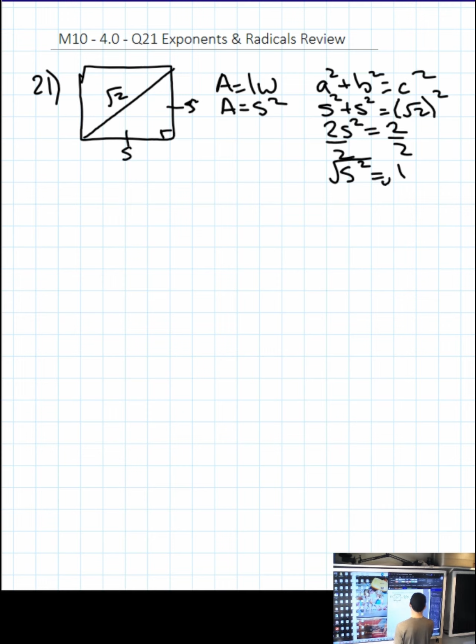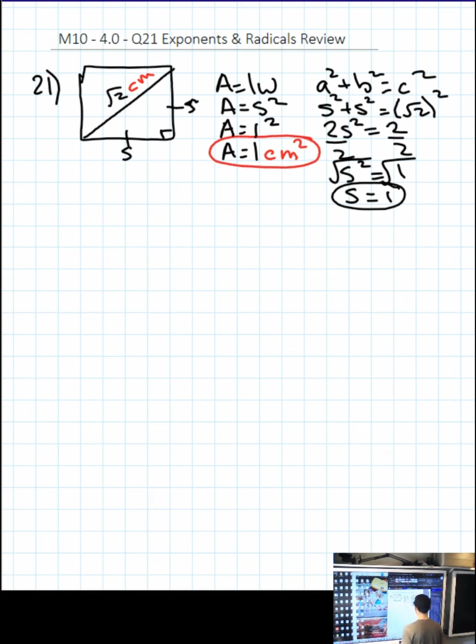Then we can square root both sides. S equals plus minus 1, but positive because it's a side length, and s equals 1. Therefore, the area is just equal to 1 squared or equal to 1. Oh, I forgot the units. Root 2 centimeters. Therefore, our area is 1 centimeter squared. Circle our answer.